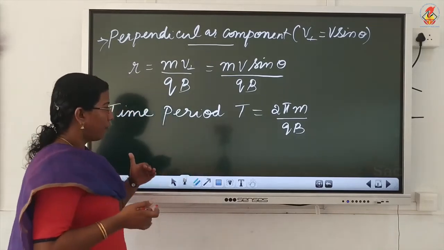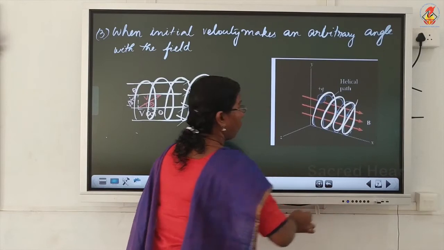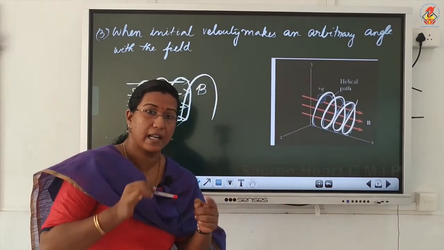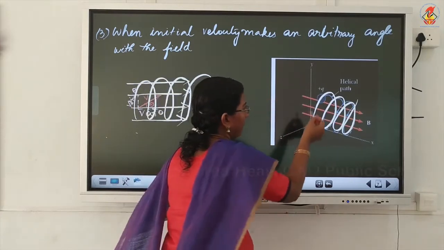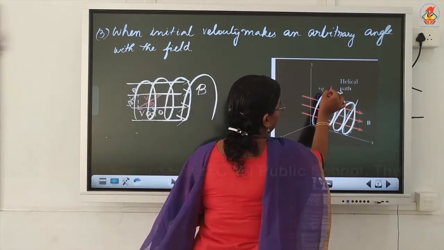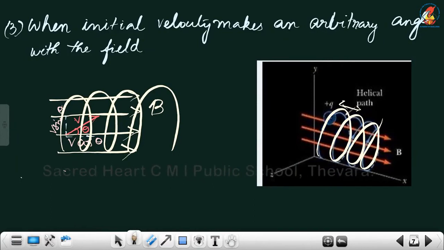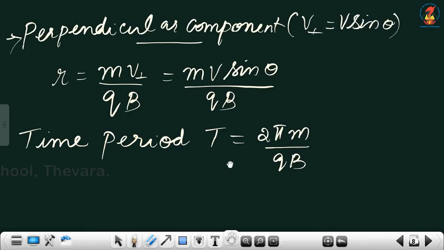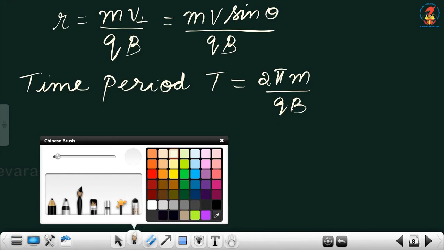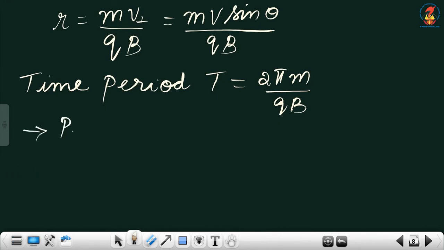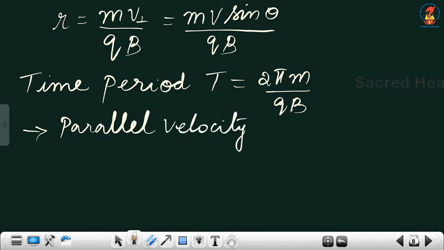Okay, next we are going to find out the distance travelled by the particle in one complete rotation. It is a spiral path, and this distance travelled in one complete rotation is what we call pitch. We are going to find out the value of pitch for the charged particle, for the parallel component of velocity, v parallel.